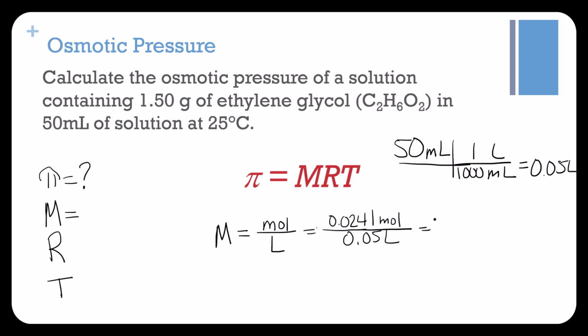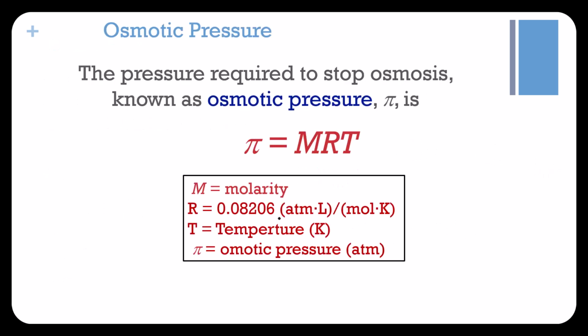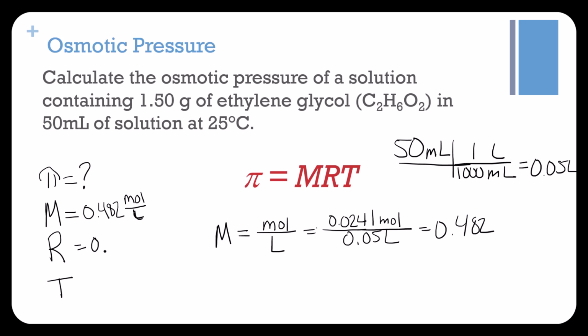So plug that in, 0.0241 divided by 0.05, and we get the molarity is 0.482. And actually, I'm going to take this molarity, I'm going to make it moles over liters, and that's going to help us later. All right, the ideal gas constant is just as it states. It is a constant, so it is 0.08206, and then the crazy units of atm liter over mole Kelvin.